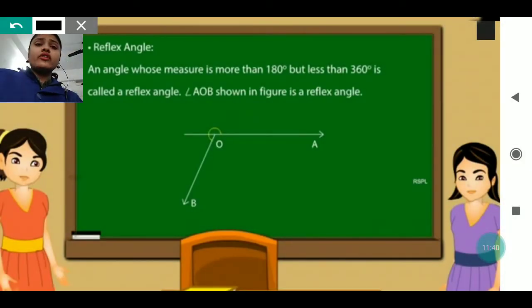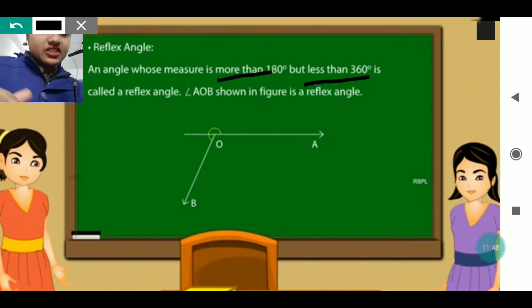Now this is all about reflex angle. A reflex angle is an angle whose measure is more than 180, meaning more than a straight angle, but less than 360. It should be greater than 180 but lesser than 360. That angle is called a reflex angle.